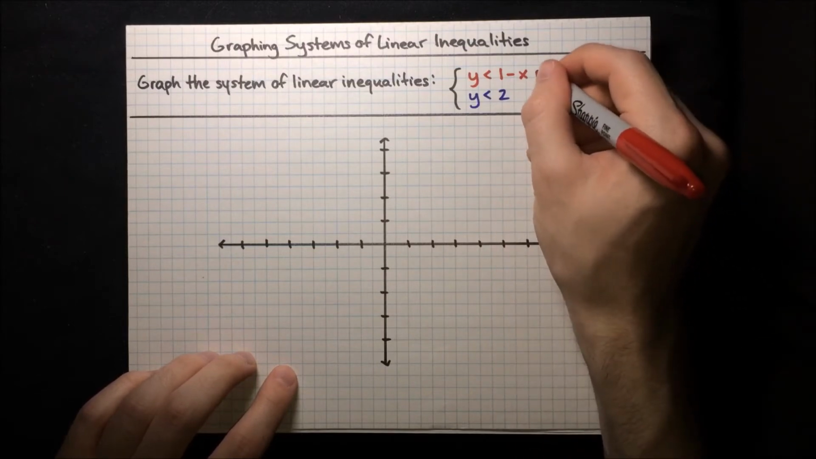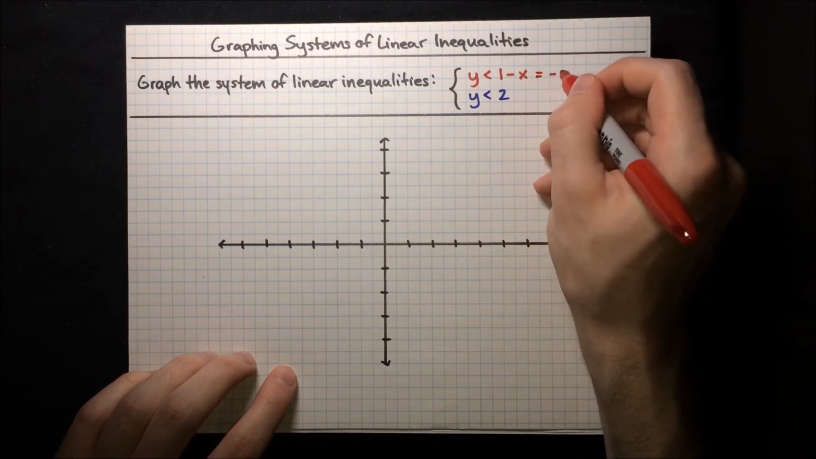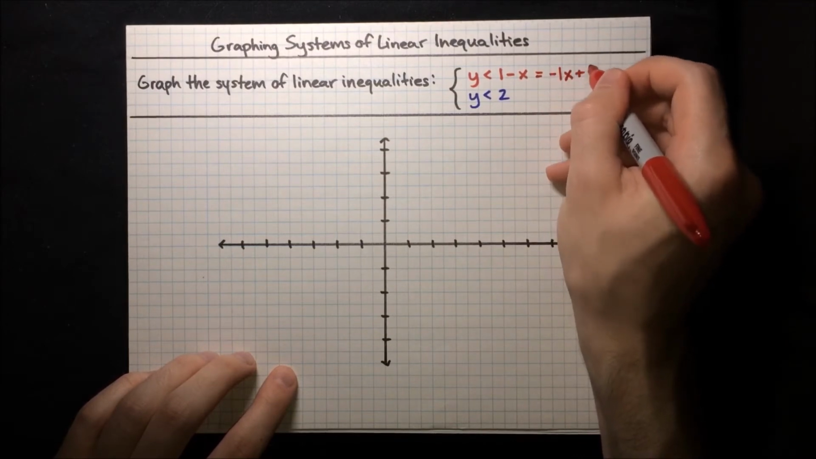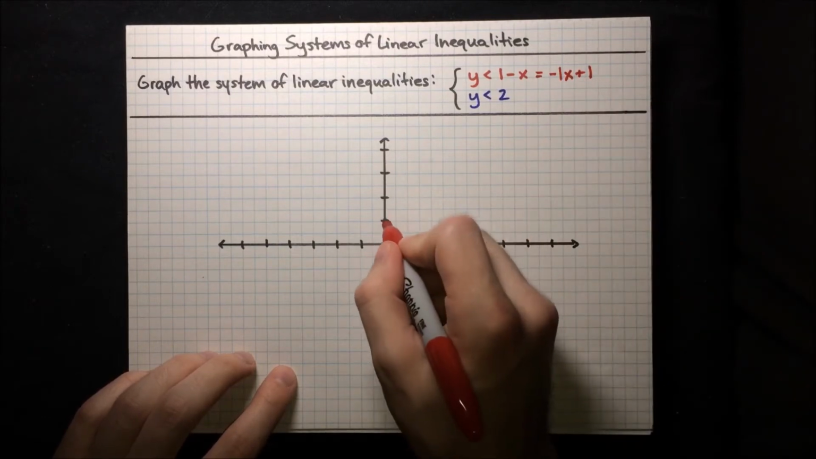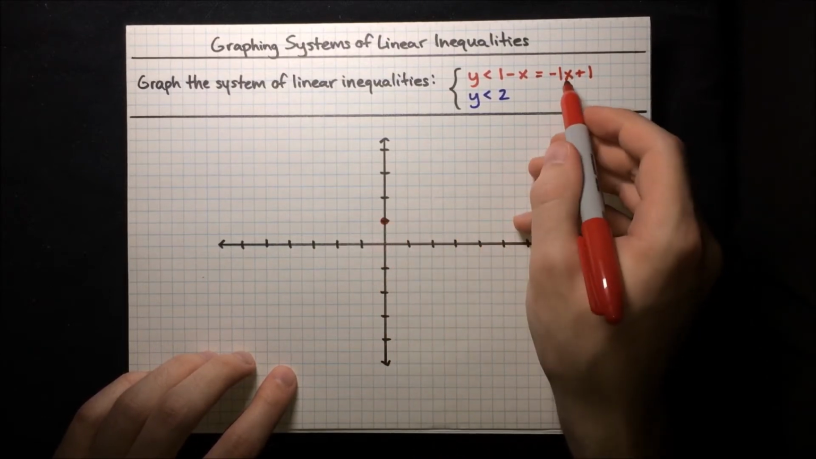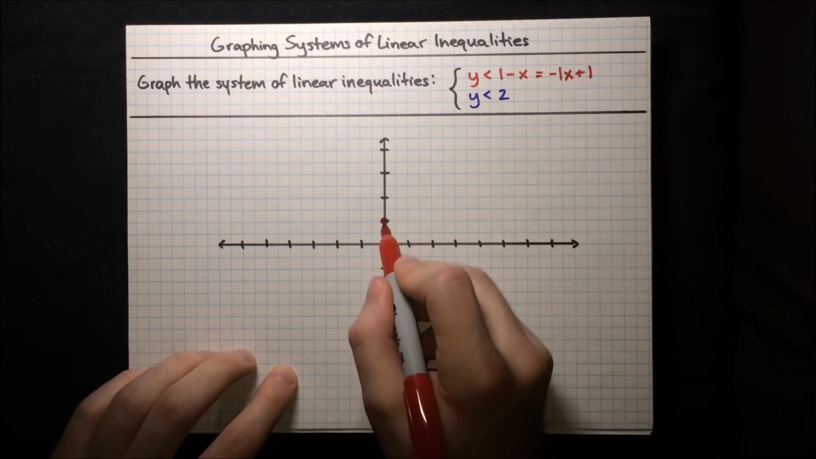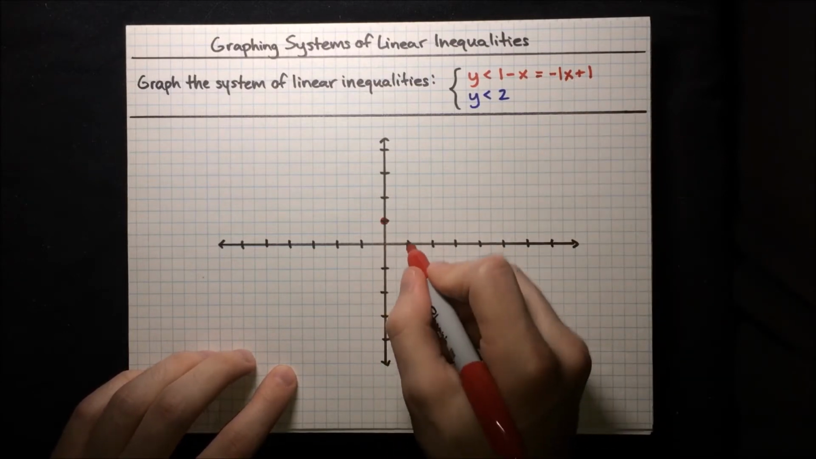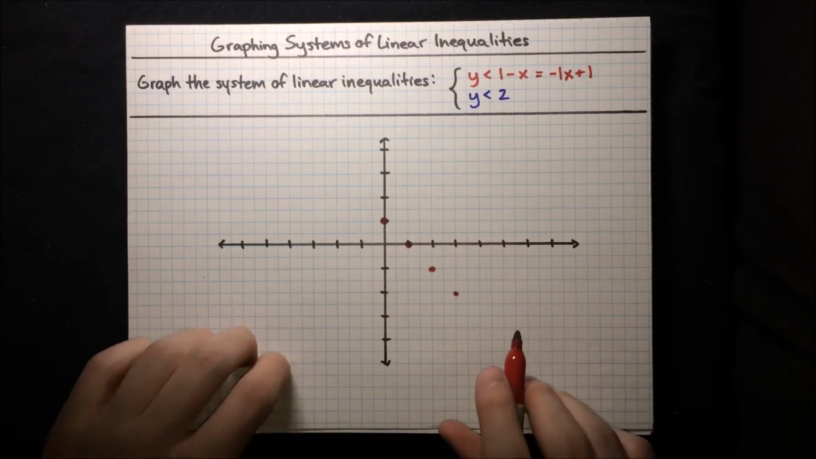Well, let's go ahead and rearrange this: 1 minus x, that's like negative 1x plus 1. So the y-intercept is 1, right over here, and the slope is negative 1. Slope of negative 1 means over 1, then down 1. So the next point will be over here, and then over here, and so on.